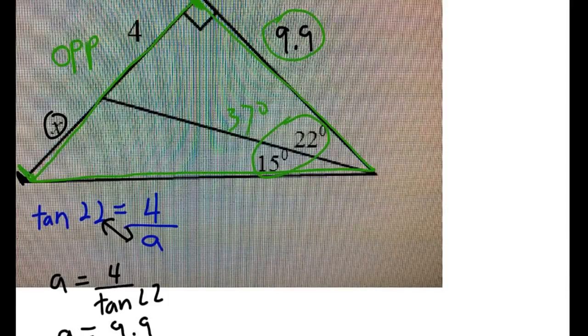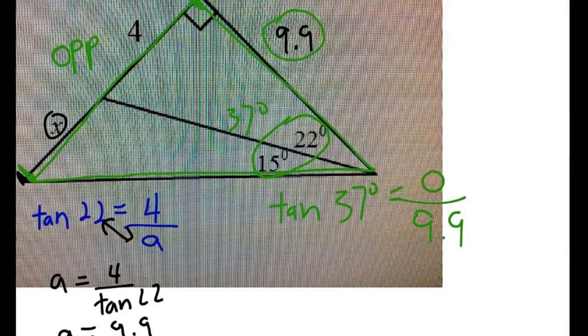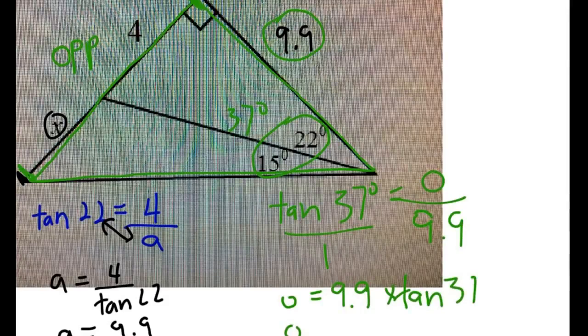So now solving that big triangle, we got 37 degrees, we got opposite and adjacent again, so we're going to use tangent one more time. So tan 37 equals opposite over 9.9. Cross multiply those ones, so that one's pretty easy. We can just do 9.9 times tan 37. So our opposite's going to be 7.5 if we round it off.